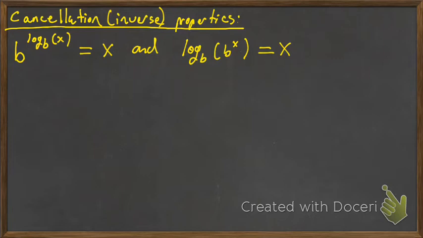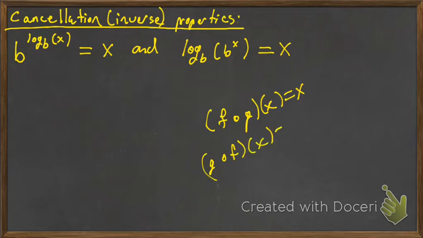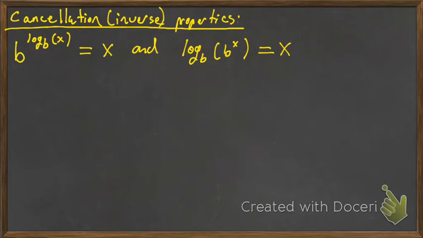And so what we're using is composition. f composed with g of x is equal to x, and g composed with f of x is equal to x, using the exponential and the logs as our f and g respectively. Okay, so that's what it looks like generically.